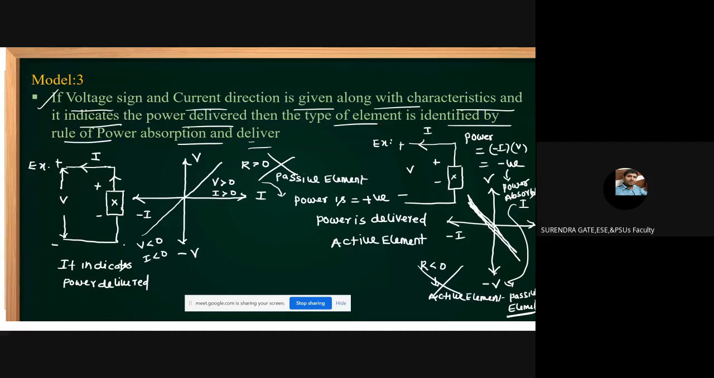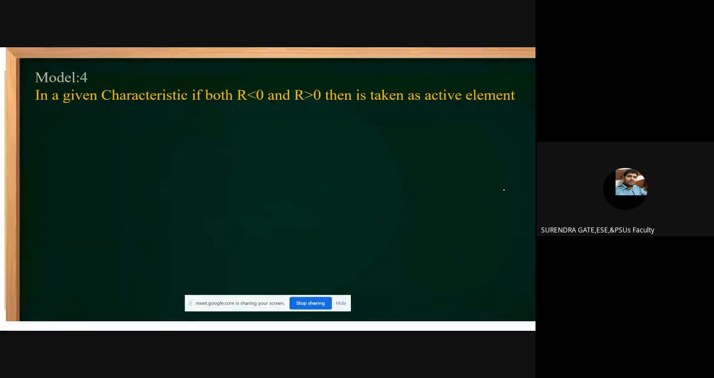Yes, friends. This is about model 3 question. In a given characteristic, if both R less than 0 and R greater than 0 are given, then it is taken as an active element. It is not taken as a passive element. For this, I am giving this example. This is asked in ESE, engineering service exams.